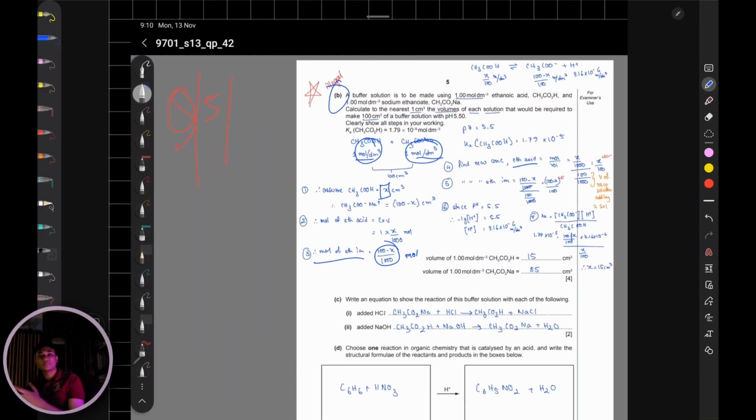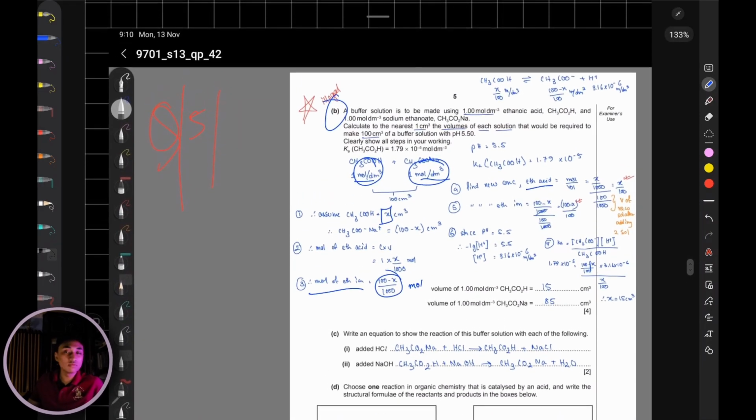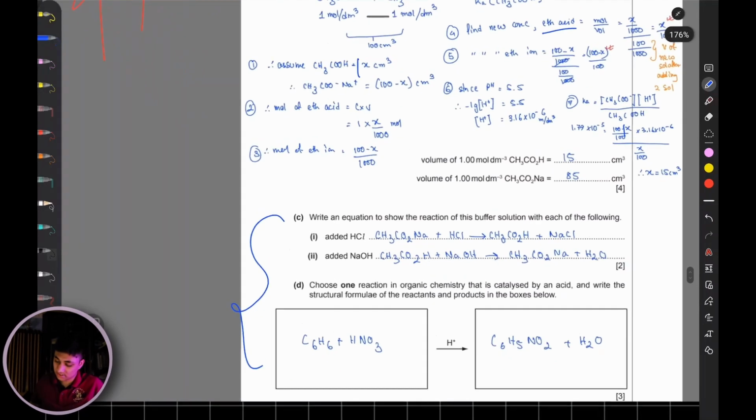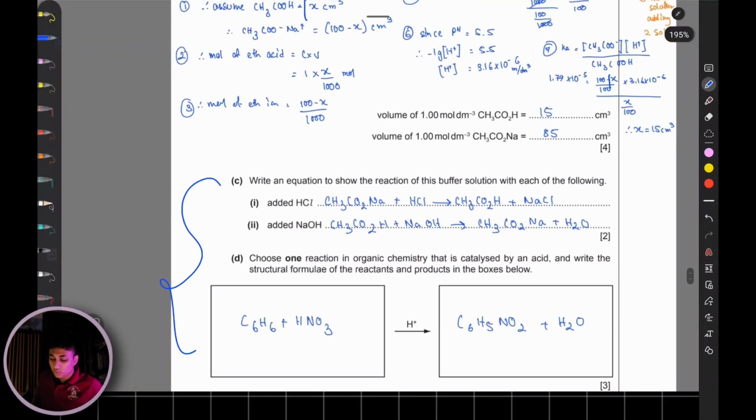It is quite complicated. In general, Equilibria does have a few difficult questions every once in a while, but this was quite the outstanding question. Anyways, so moving on to the next part. These are not hard, but I'll still solve. Write an equation to show the reaction of this buffer solution with each of the following.